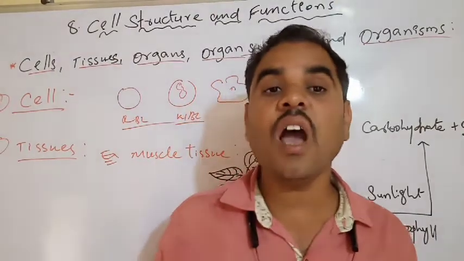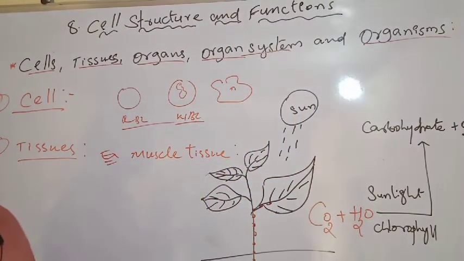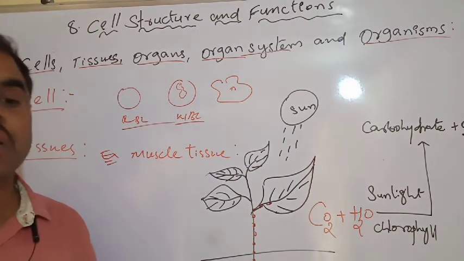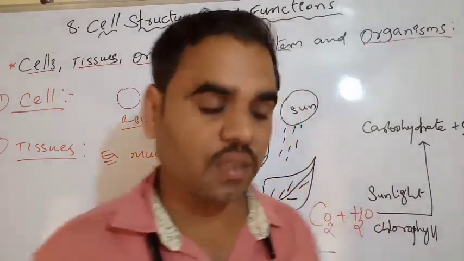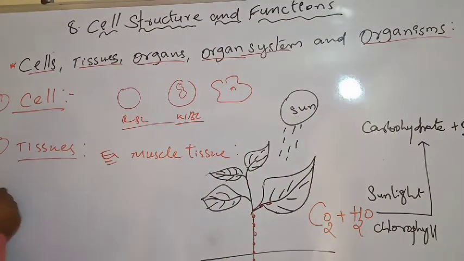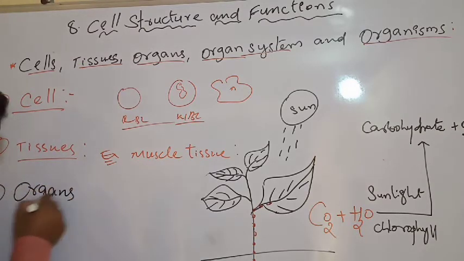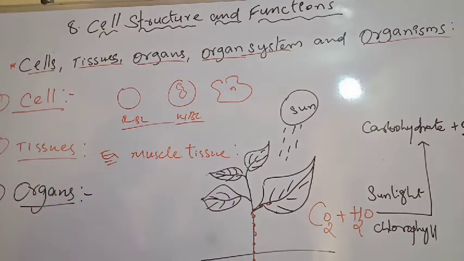Next we have to see the organ system. Different tissues combine together to form organs. Organs: what are organs? Different tissues combined together form an organ. We have to see the heart.